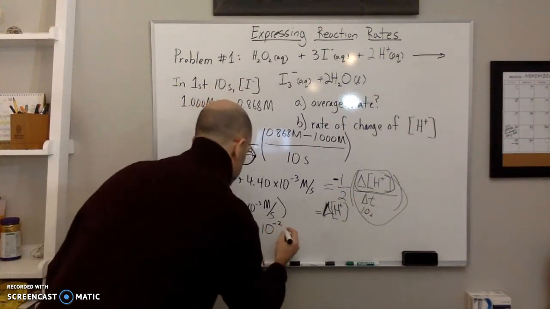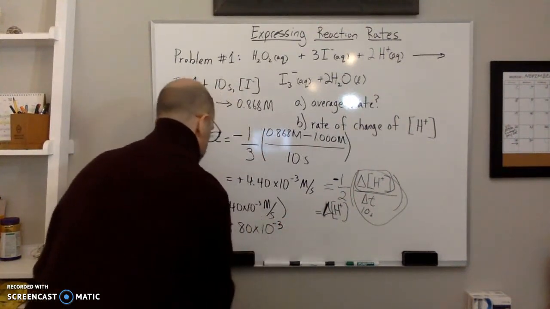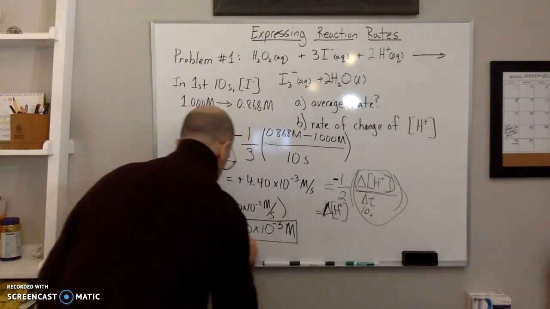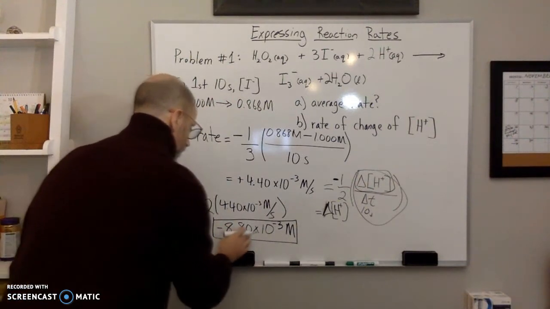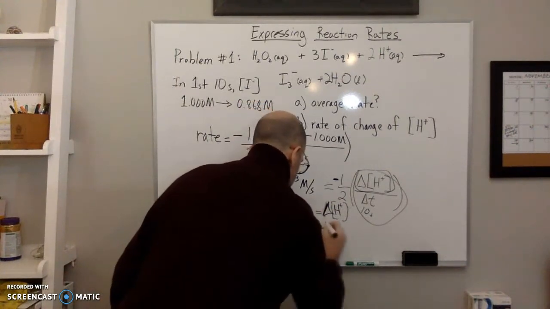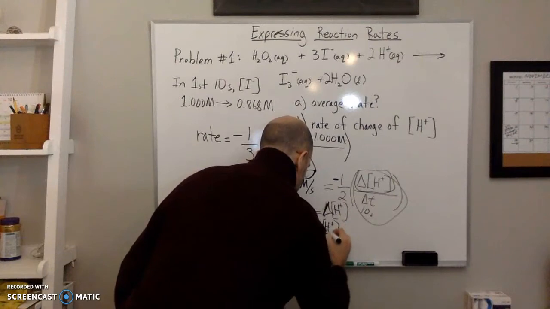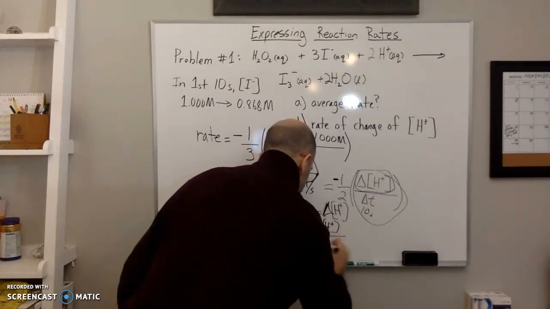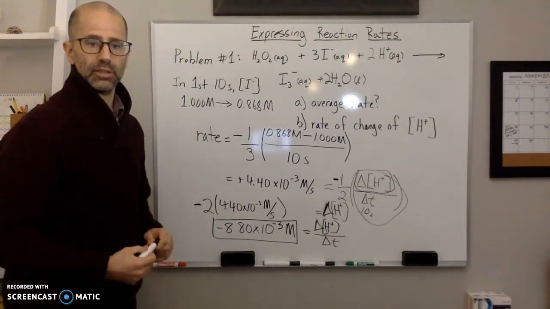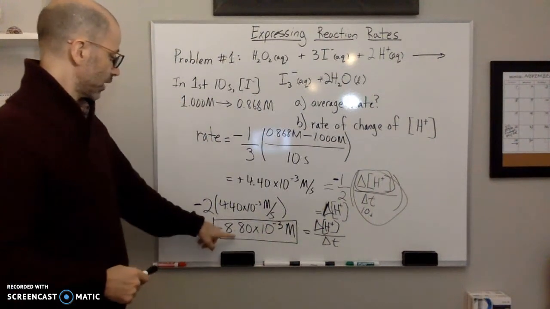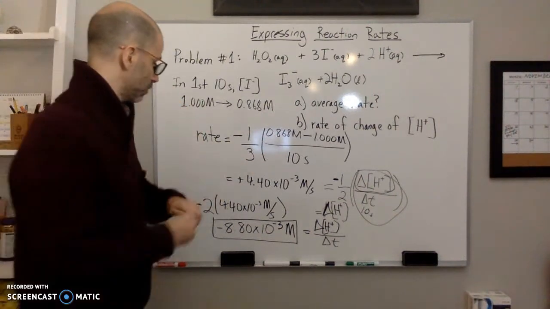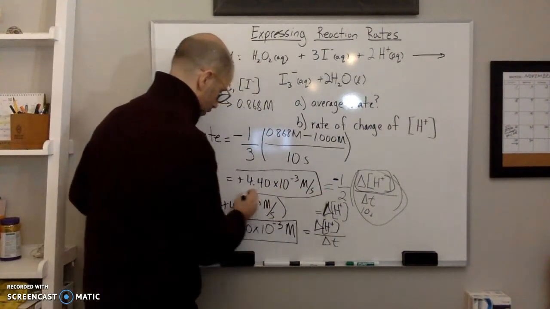So this is going to be a 3, and that's going to be molar. The change is going to be negative 8.80 times 10 to the negative 3 molar, equal to delta H plus over delta T. So this is the rate of change of the hydrogen H plus during the same 10 seconds, and so this is the rate of the reaction here.